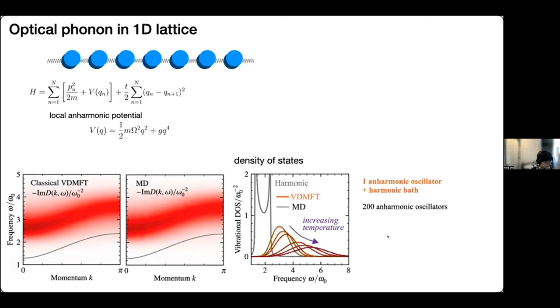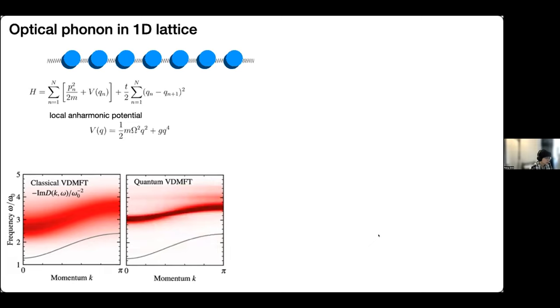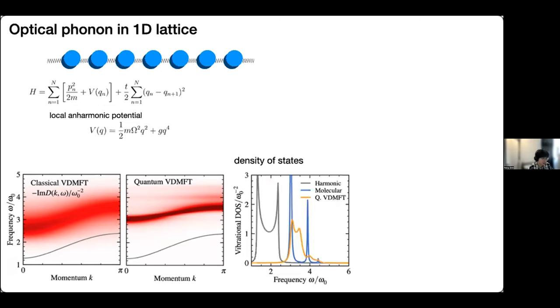Next, we test the possible importance of nuclear quantum effects by vibrational DMFT with a quantum impurity solver. Working on the same model, with the same set of system parameters at the lowest temperature on the previous page, this is the corresponding spectral function from quantum VDMFT. We observe that the spectral function is narrower and has more structure than the classical one. The structured features can be rationalized by comparing the density of state to the spectrum of a single isolated anharmonic site, shown in the blue curve here.